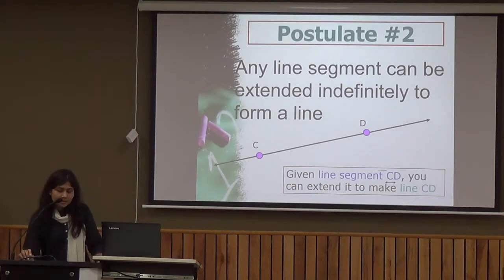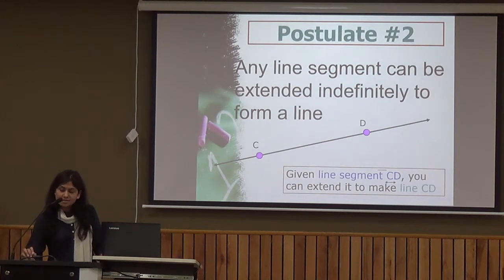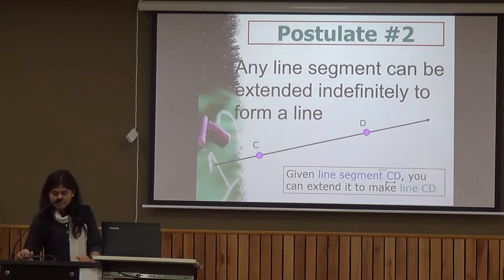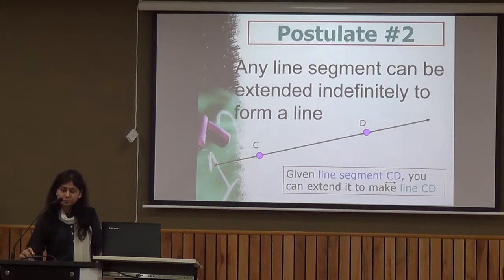Second postulate. Any line segment can be extended indefinitely to form a line. This is exactly the definition of a line. CD is a line segment, and when you extend this on both sides, you get a line. Okay. So given a line segment CD, you can extend it to make a line CD. This is postulate number 2.